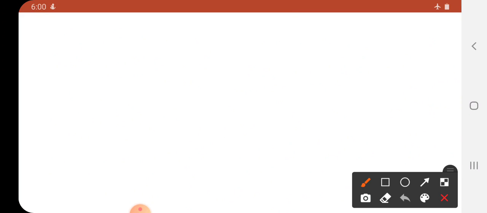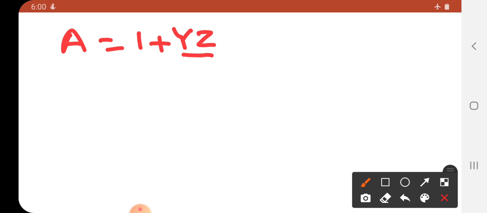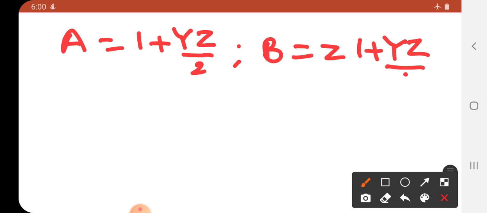That is, when we compare the equation with Vs is equal to A into VR plus B into IR, then A is equal to 1 plus YZ by 2 and B is equal to Z into 1 plus YZ by 4. The same expressions we got in the case of medium transmission. Okay, the next one is this is AB. Next we need CD.